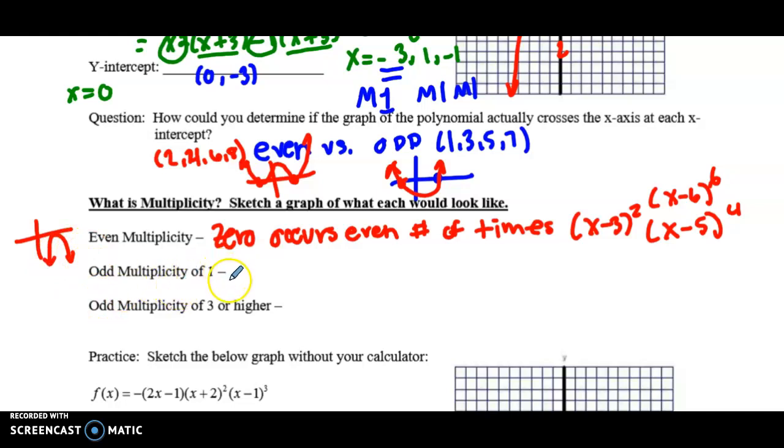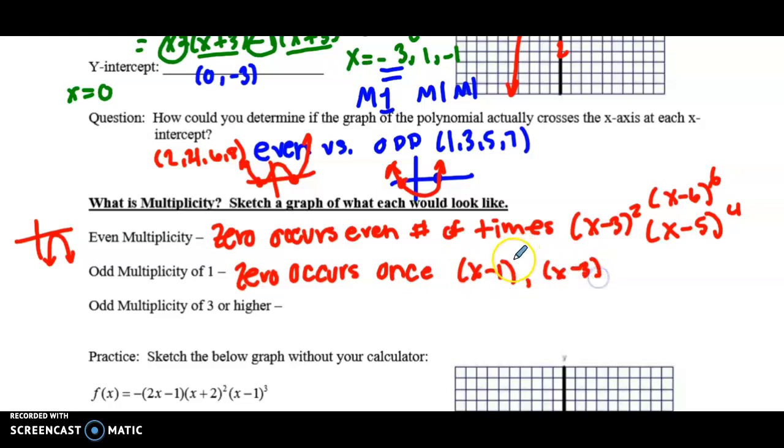Odd multiplicity of 1 means the zero occurs once. So that's x minus 1, x minus 3. Notice there's no exponents here, okay? Now, the signs will change when you're crossing the zero. So this is basically going to go from negative to positive. It's changing right here. It's shooting through it. So it's going to go from negative to positive.